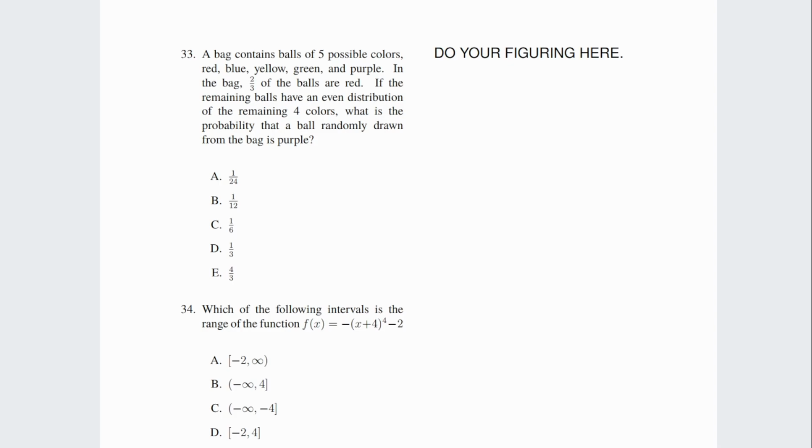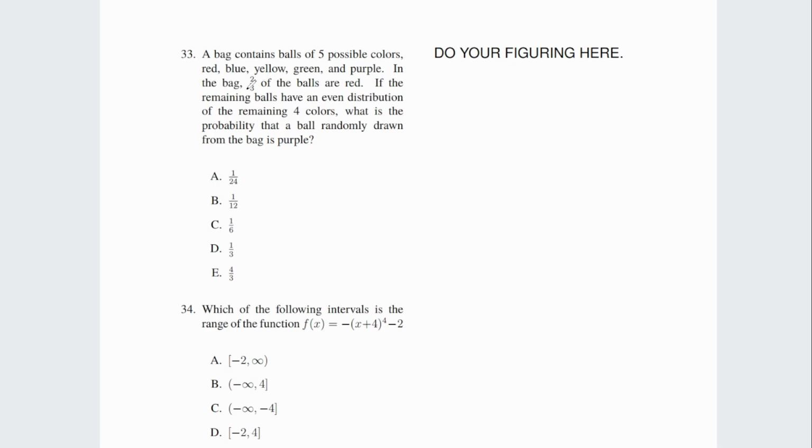Question 33 asks, a bag contains balls of 5 possible colors: red, blue, yellow, green, and purple. In the bag, 2/3 of the balls are red. If the remaining balls have an even distribution of the remaining 4 colors, what is the probability that a ball randomly drawn from the bag is purple?